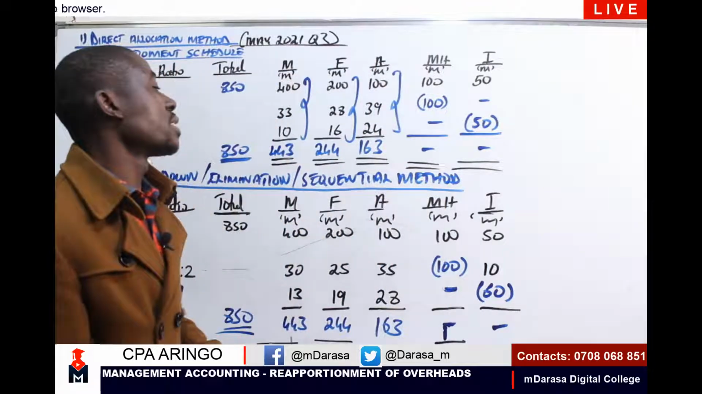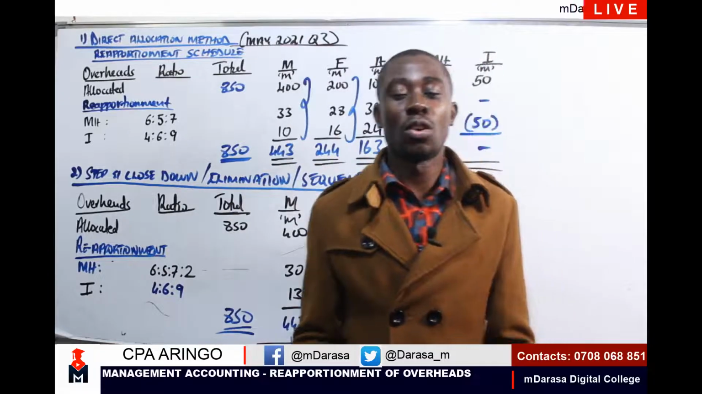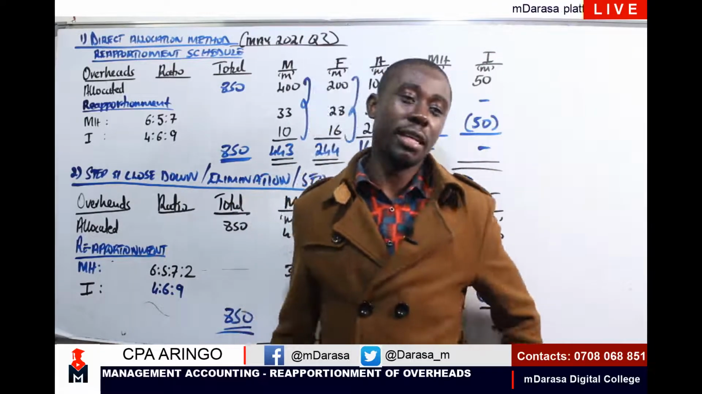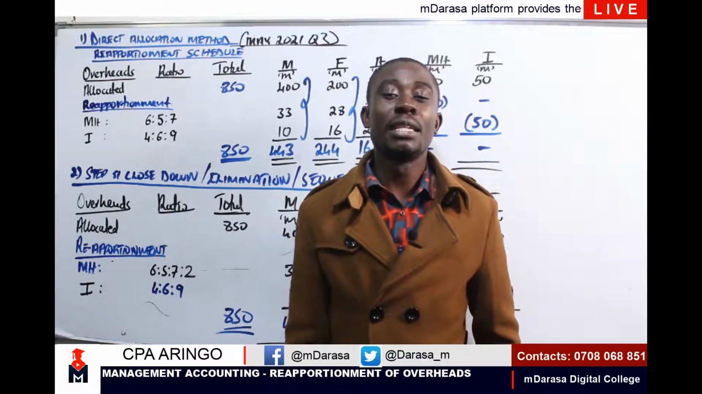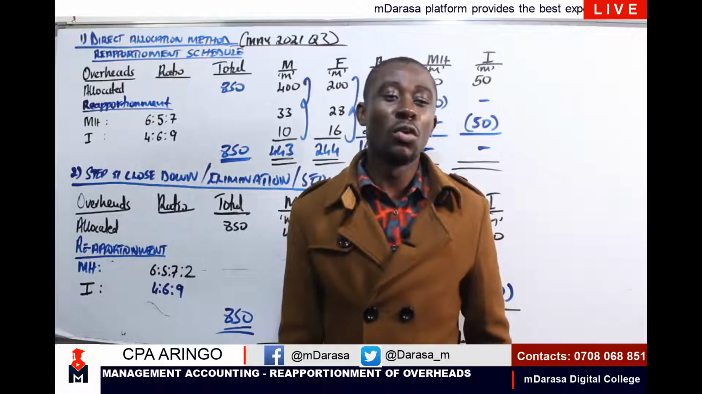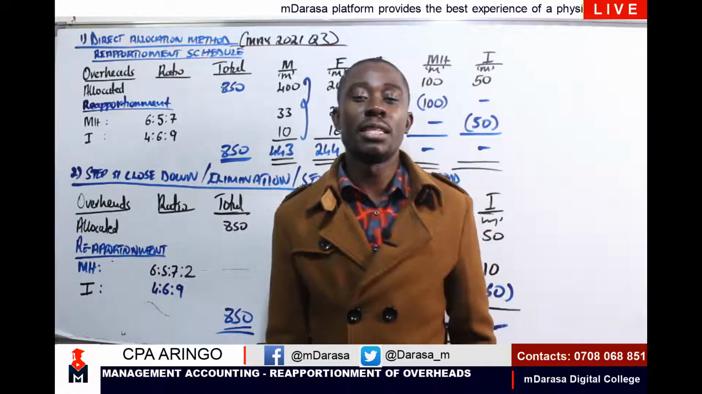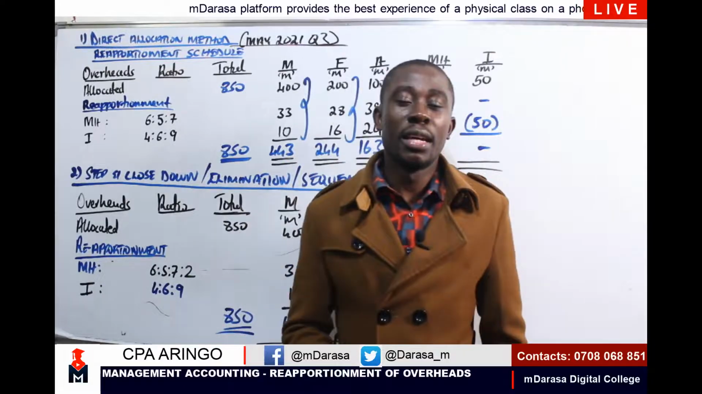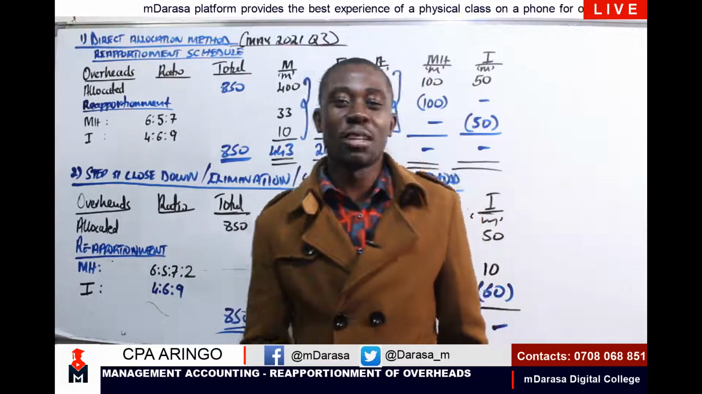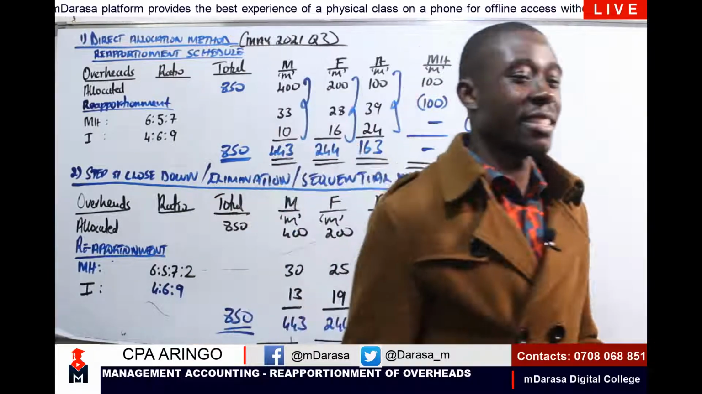All these questions will always be the same. So long as you've grasped the main concept, things will always be very easy and they'll always flow. So to this point, I want us to meet in the next session, where we're going to look at the other two methods that have remained: the repeated distribution method and the simultaneous equation method. Thank you so much, and let us meet in our next session. Thank you.